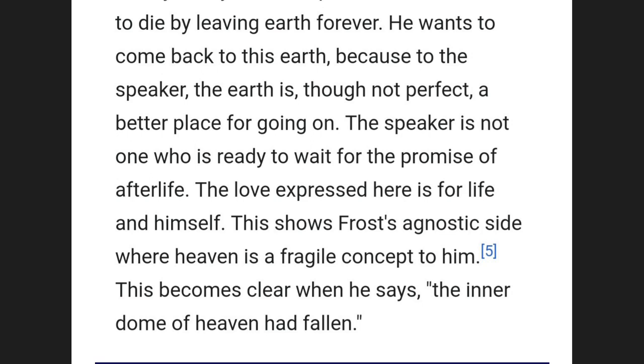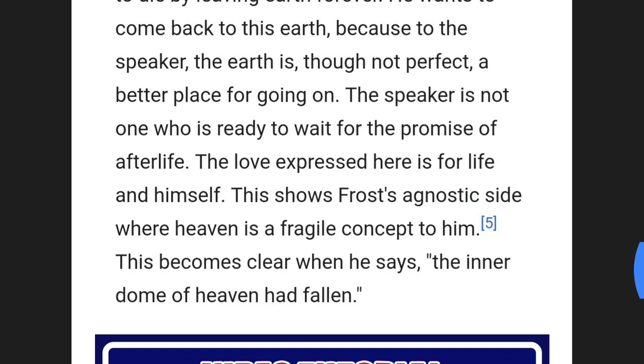That means heaven is only a concept, and that concept is not a very durable concept, because nobody has ever come back from heaven to ascertain that there is indeed heaven, and heaven is obviously better than the earth. It's all in our imagination. Nobody has ever returned from the realm of what lies after life. So it's a fragile concept to him. This becomes clear when he says, the inner dome of heaven had fallen.